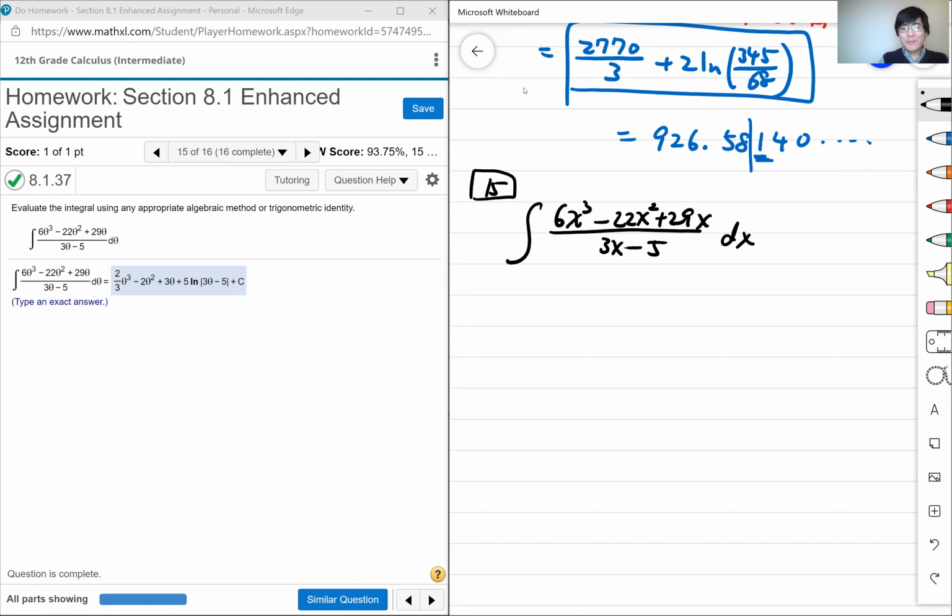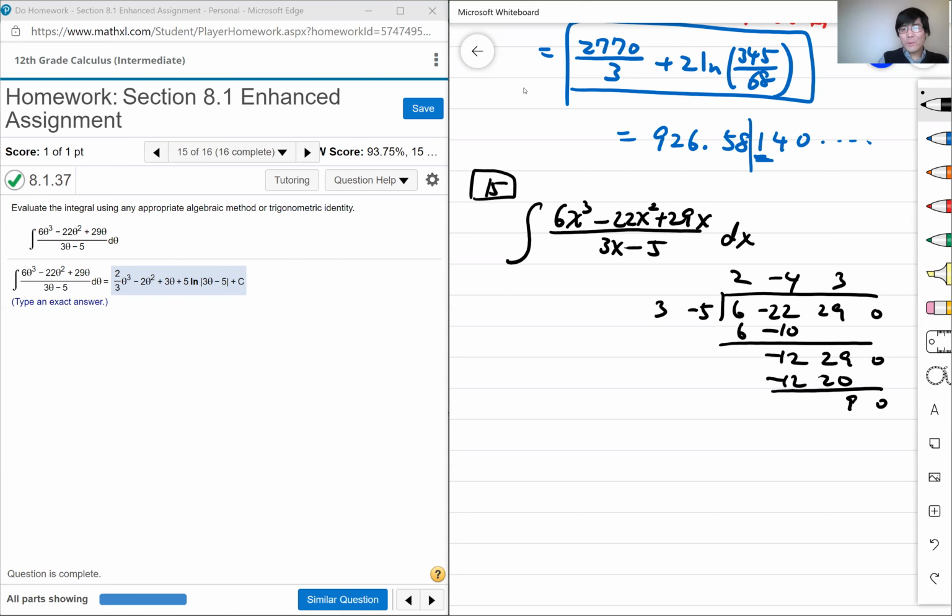Like last time, this is an improper fraction. So let's do the division. Q square linear constant, 3 minus 5, so divide it. You can divide more. And you can divide more. So the quotient is 2x squared minus 4x plus 3. Remainder is 15.